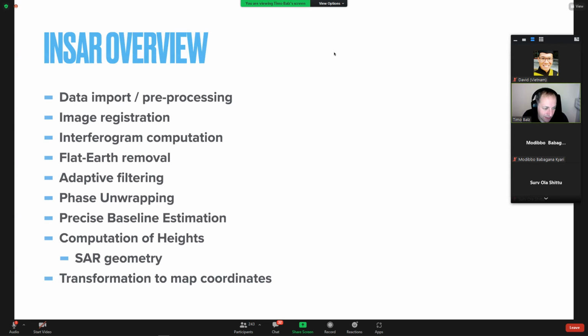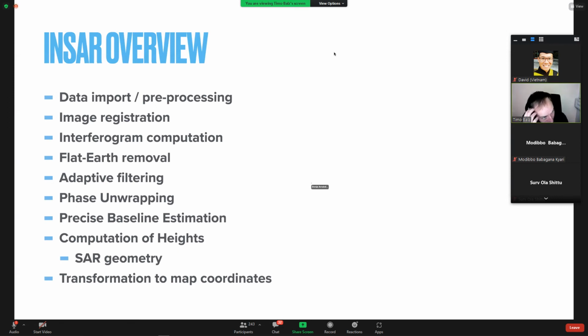Then we can start to better estimate the baseline. With modern sensors, this part is typically not necessary anymore because we get very good orbit data and baseline data nowadays. And then we can start to compute the heights, and we get them in the SAR geometry, and then we have to transform them into map coordinates to get a DEM that we can use.